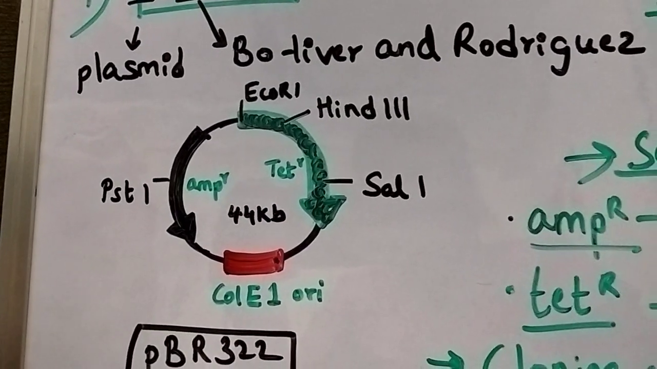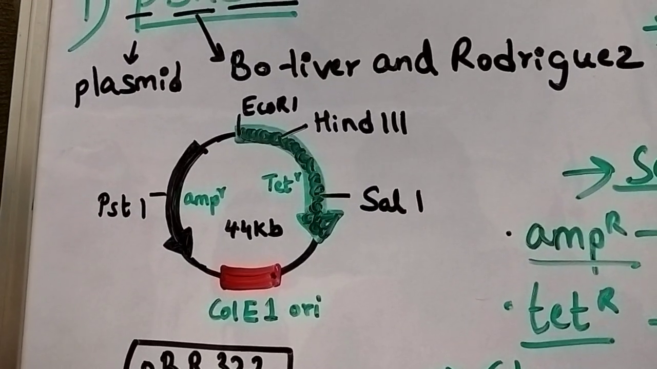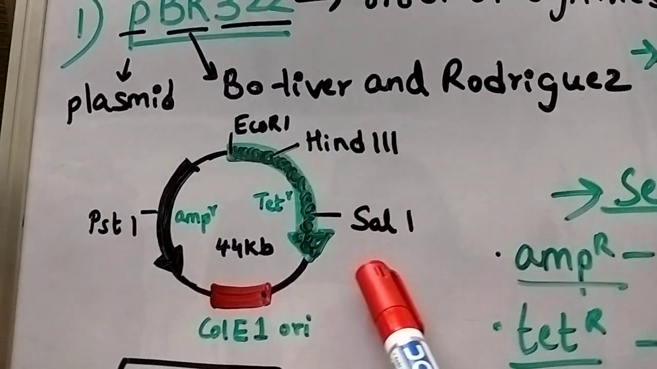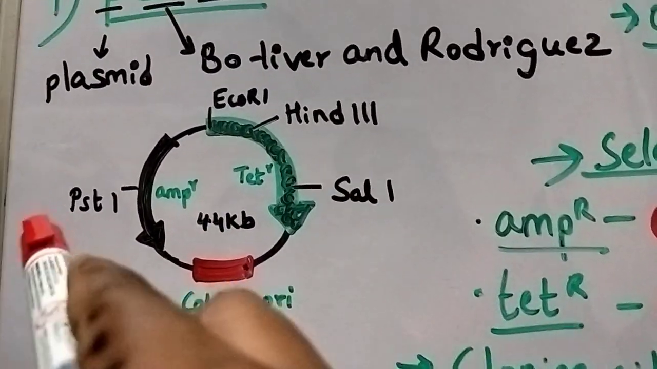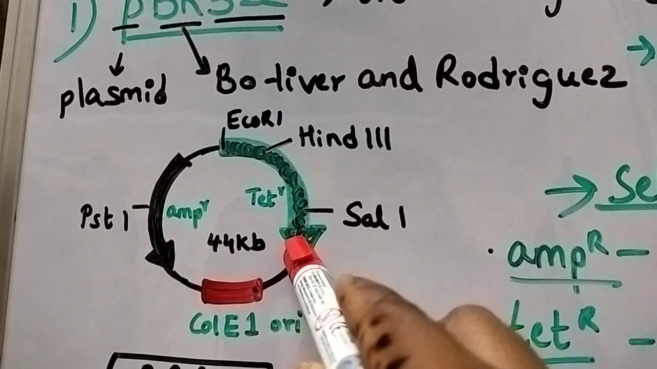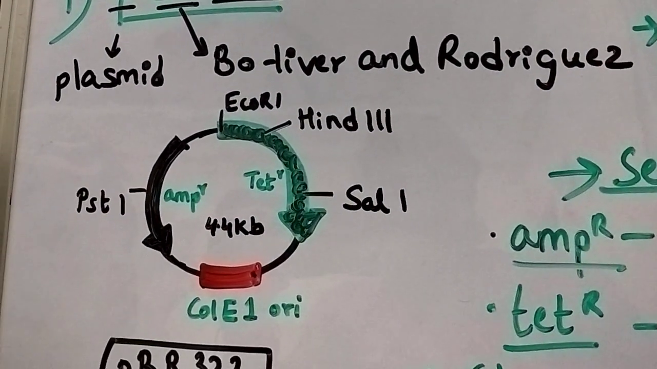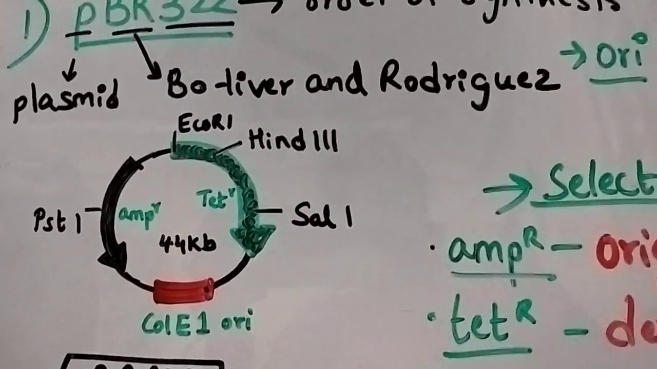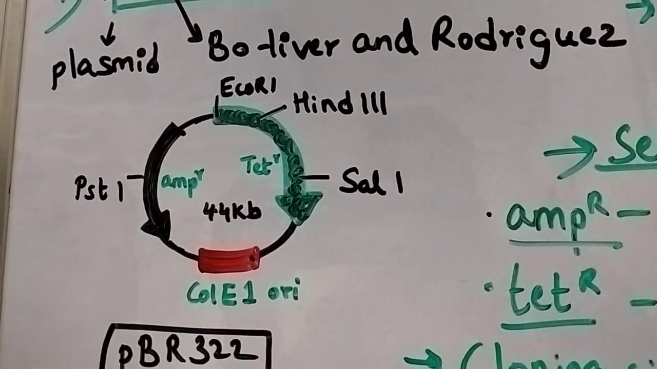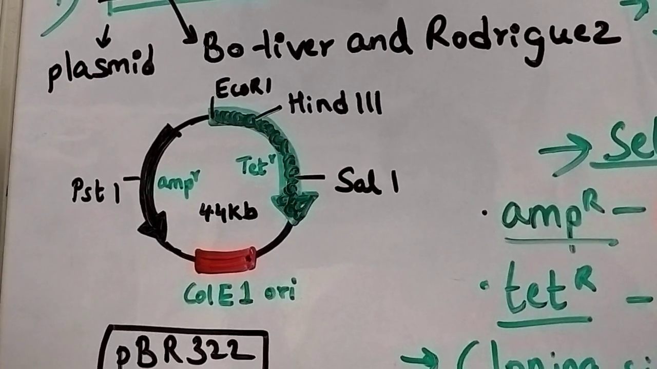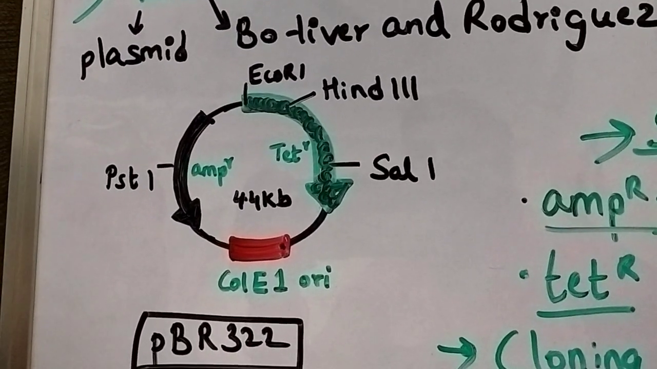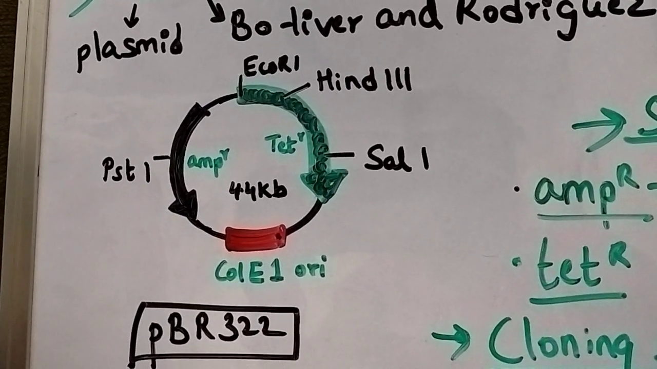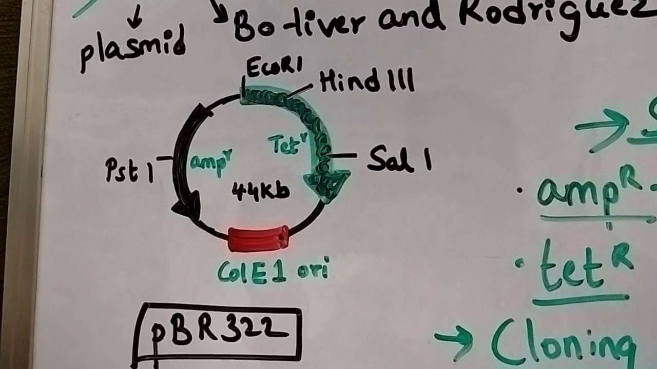Coming to the cloning sites, it has a number of unique restriction sites like PstI, EcoRI, HindIII, SalI, etc. that are present within the antibiotic resistance genes. Cloning into one of these sites inactivates the gene and allows the differentiation of recombinants from the non-recombinants. This insertional inactivation was discussed in the previous class.